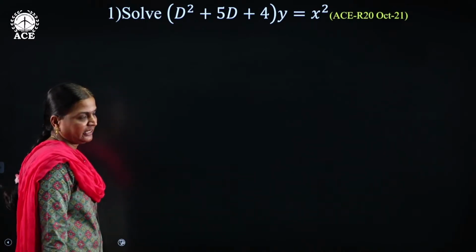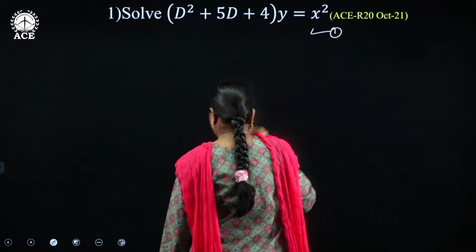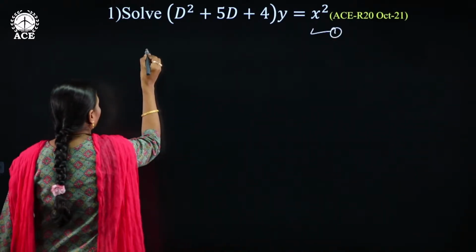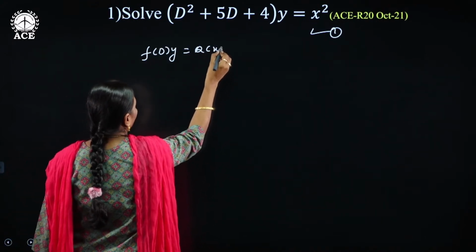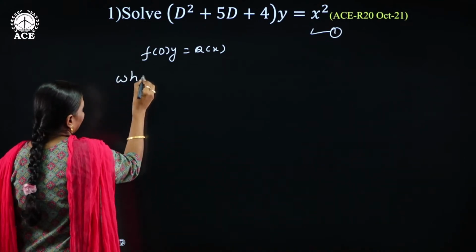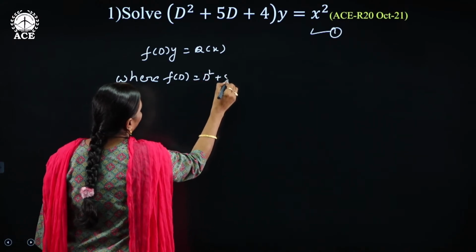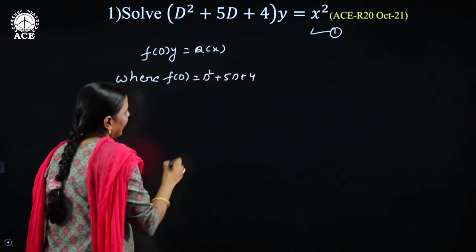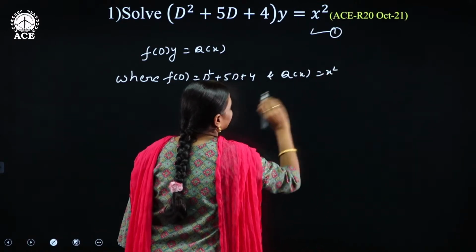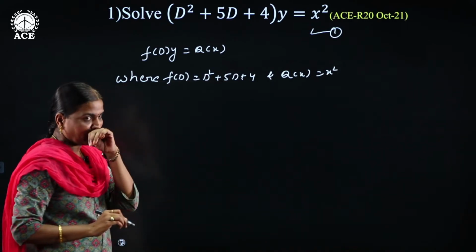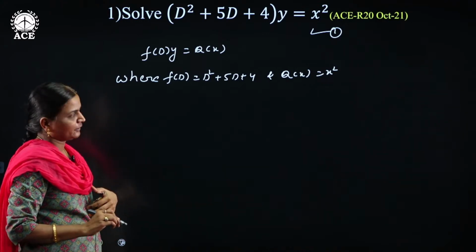How to solve this differential equation? Consider it as equation 1, and equation 1 is of the form f of D into y is equal to Q of x, where f of D is equal to D square plus 5D plus 4, and Q of x is equal to x square. Observe clearly, the particular integral depends on Q of x only. So when Q of x is equal to x square, how to find the particular integral?